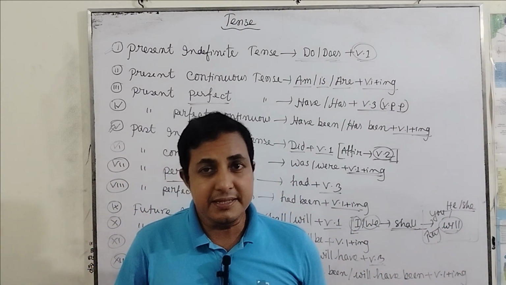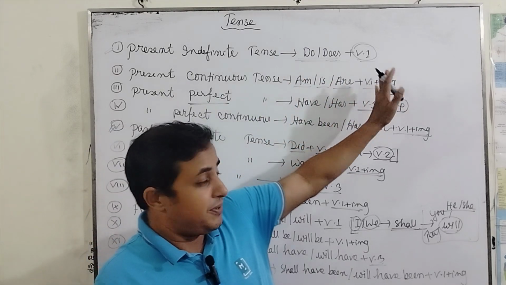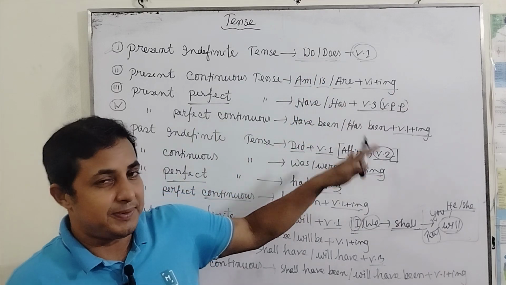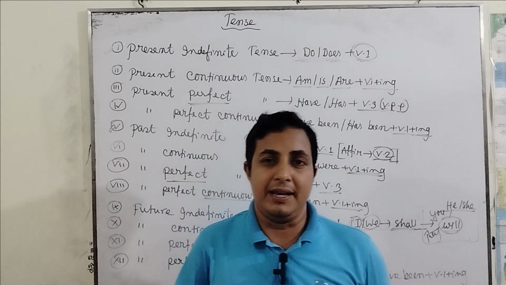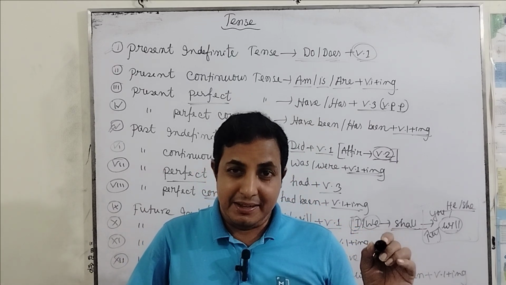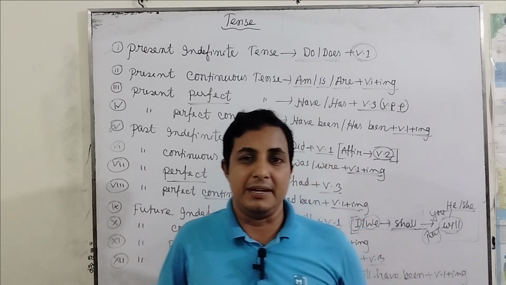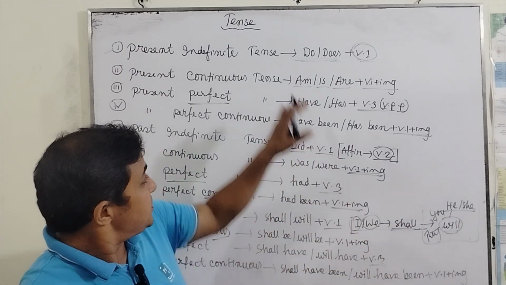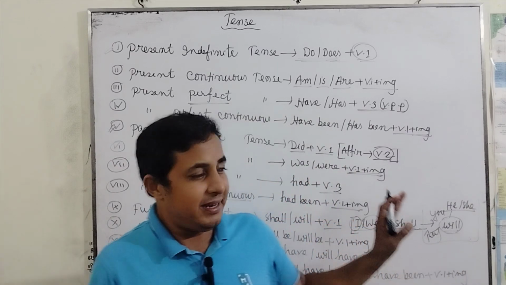If you know the tense name, its auxiliary verb, and its form of verb, that means B1 is present form, B2 past form, B3 past participle form, you will be able to identify very easily what kind of tense is used in the sentences. So I suggest that you first learn the tense name, its auxiliary verb name and its form of verb.